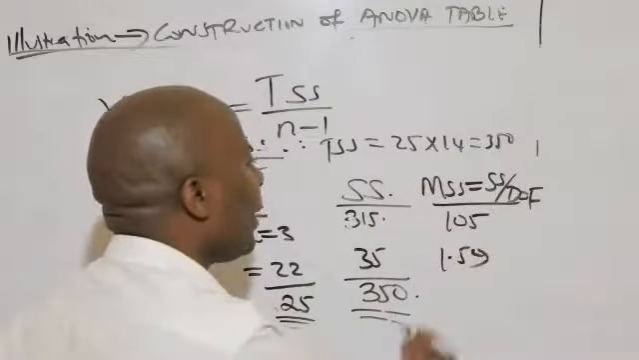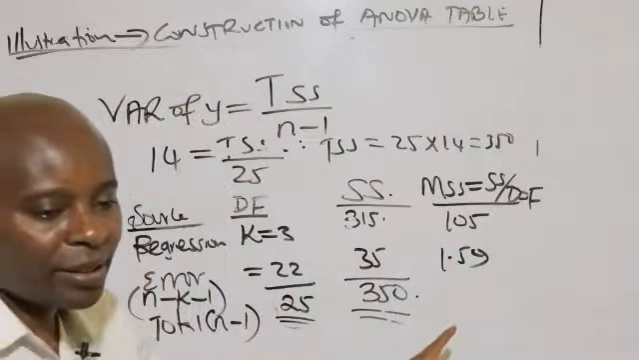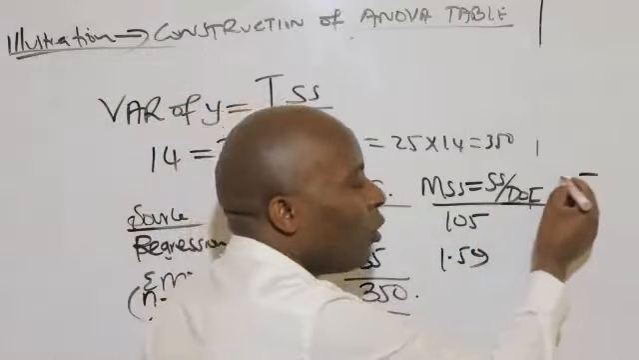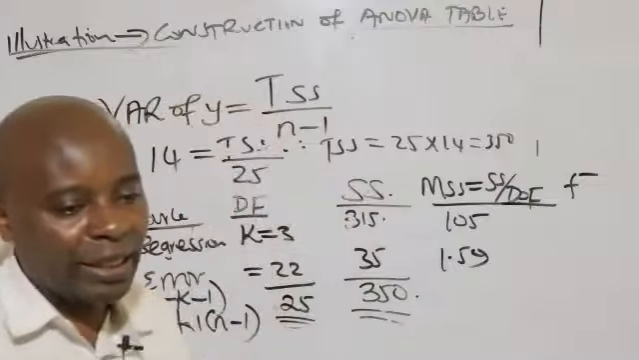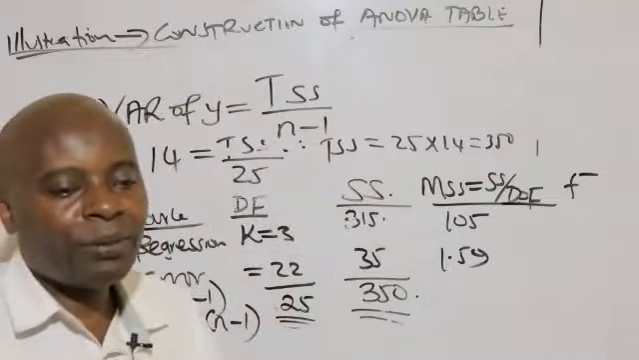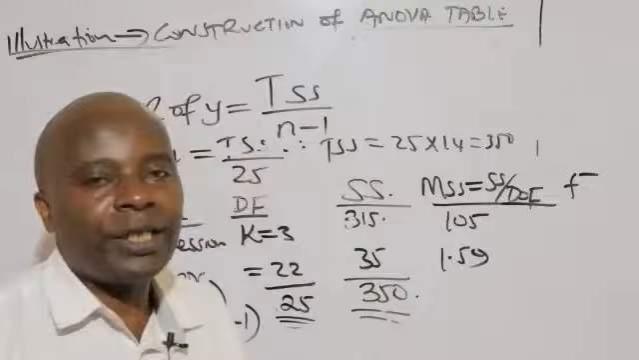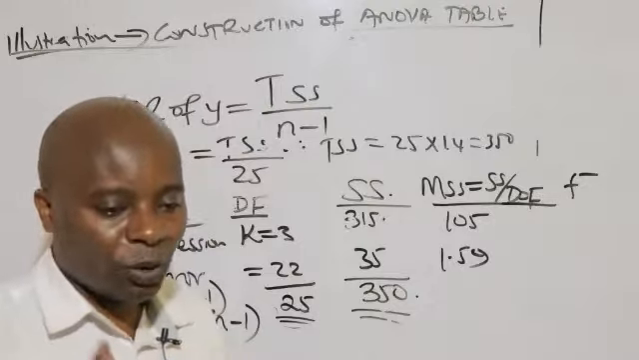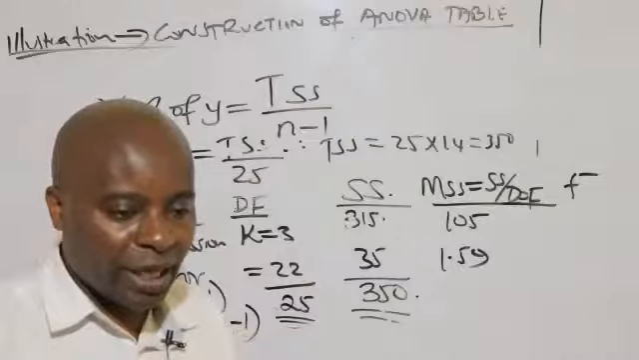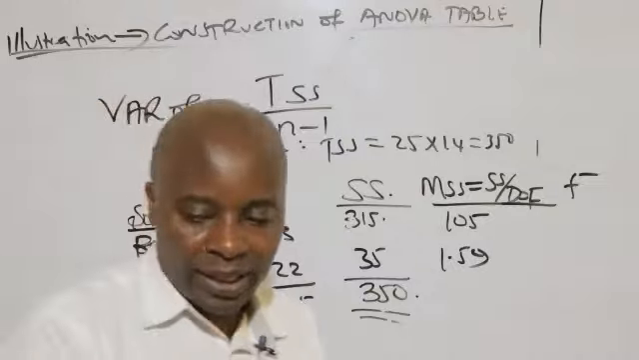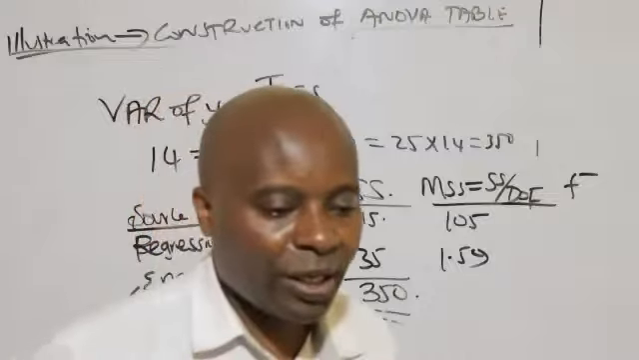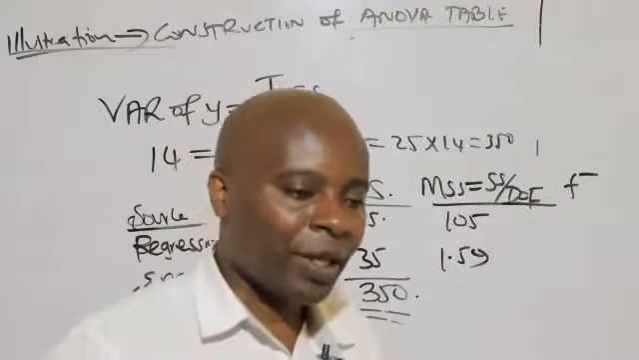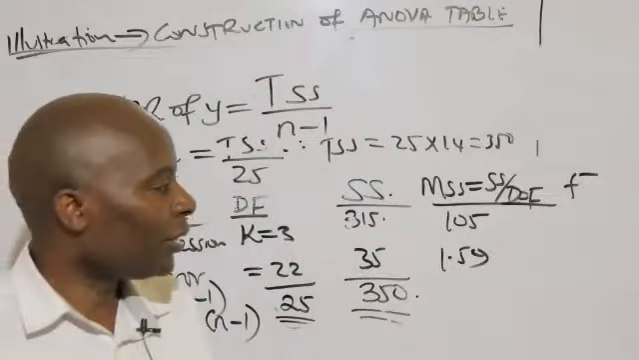1.59. Ladies and gentlemen, it doesn't end here. Once I get this, I need to come and create a column of F. F should be the last thing, but most students have forgotten how to get this F. I'm 100% sure very many students can't remember the formula of getting F.